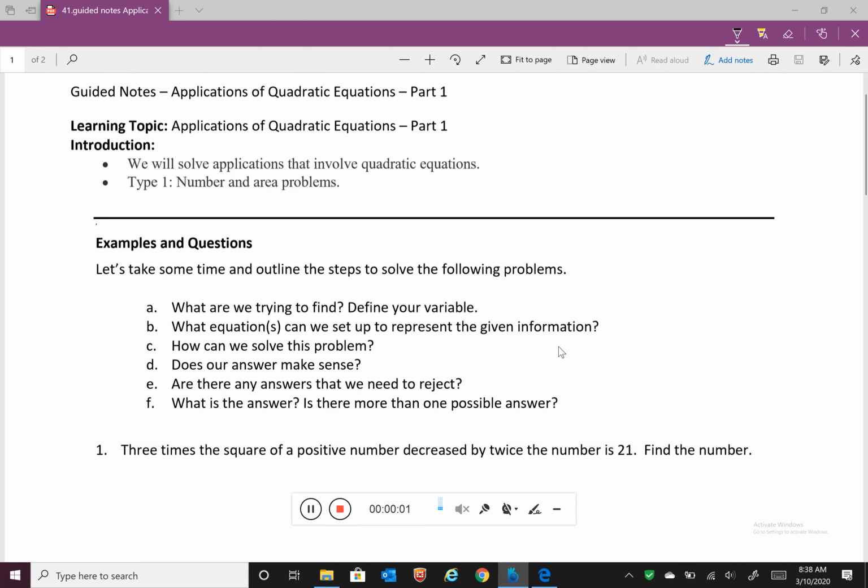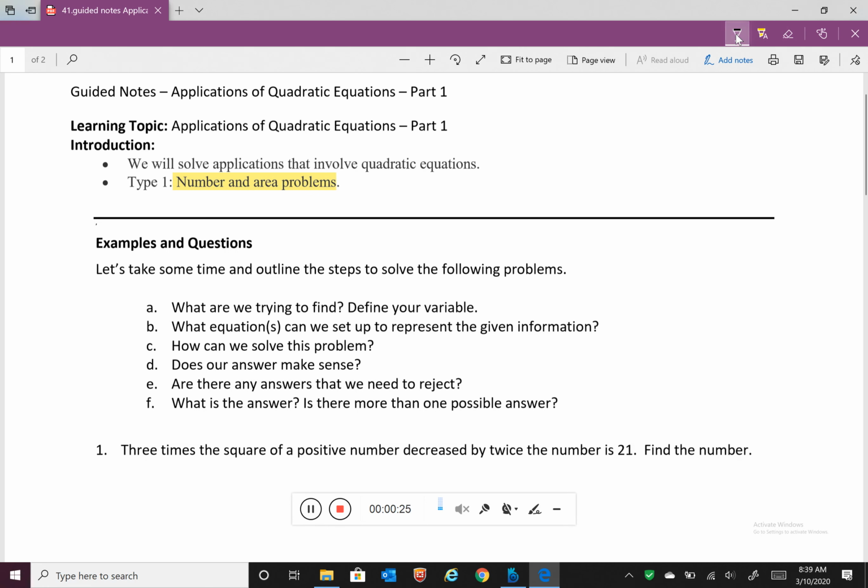We will be solving applications that involve quadratic equations, and we'll do so in 3 parts. The first type of application problems that we will solve that involve quadratic equations will be what I'm calling type 1, which are either number or area problems.